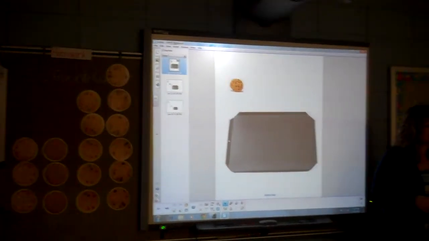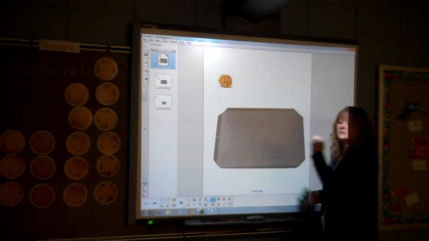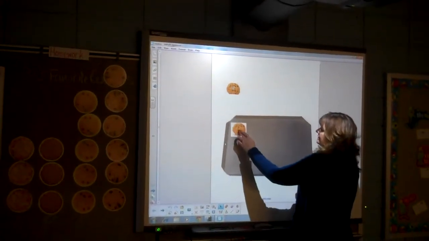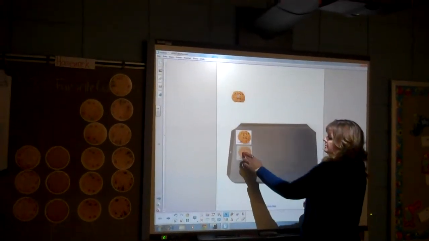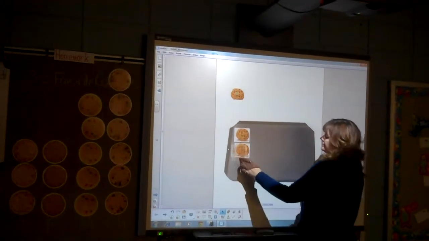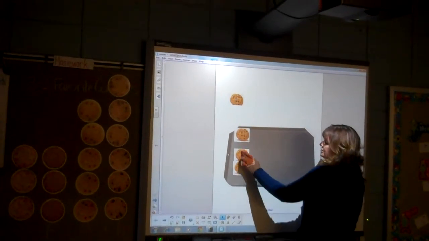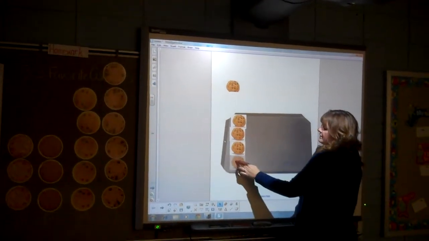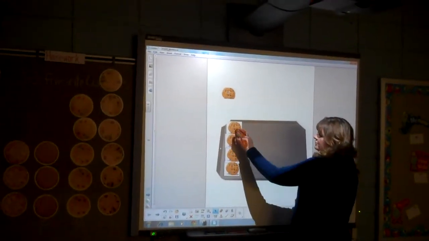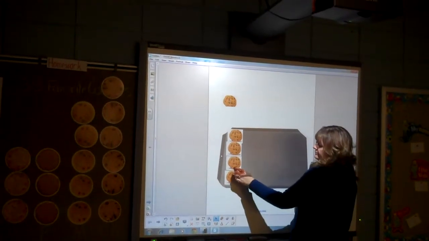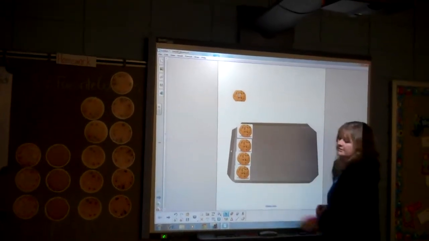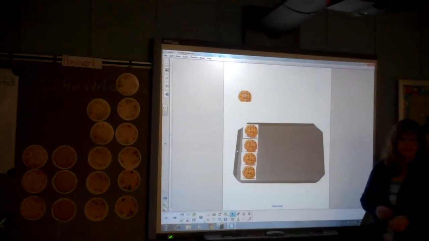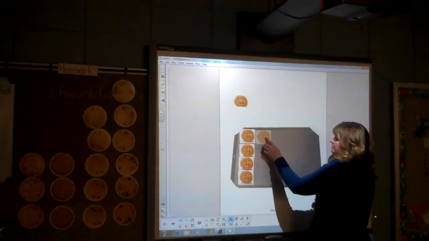So can we use the cookies? I'm going to do this first one for you. How many rows did I say? 5. Let's see if we can do 5. Oh, I might not be able to fit 5. I need a bigger cookie sheet, don't I? Well, let's change it. Let's do 4 rows of 4 cookies. There's my 4 rows, and I need 4 cookies in each row.